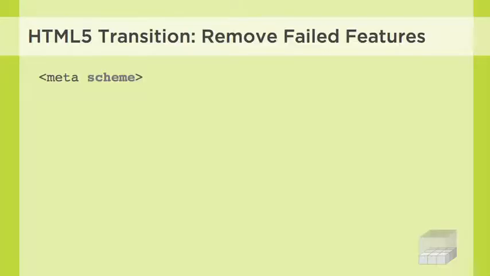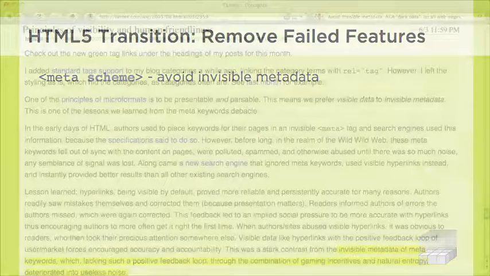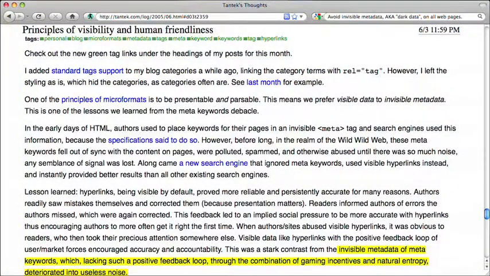More failed features. The scheme attribute of the meta tag is one that, aside from obscure informaticians and maybe some semantic web folks, no one ever really used. It just does not have practical use on the real World Wide Web. And that's because, frankly, as part of the meta tag in general, it's invisible metadata. And if there's one lesson that we've learned over the past 10 years, it's that invisible metadata should be avoided because it's a waste of time, it gets corrupted, it rots over time. There's tons of documentation that describes why invisible metadata has failed.